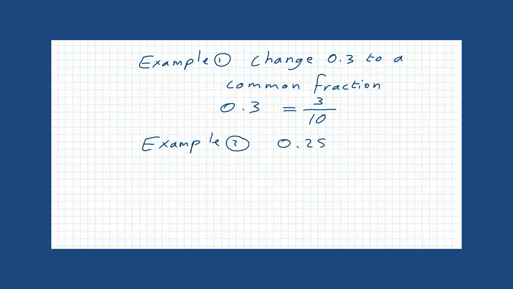Example 2, change the number 0.25 to a common fraction. This is going to be in the numerator. Just write all the numbers you have got, and we have two decimal values, 1, 2. So just write 2 zeros down there. So it is 25/100. But sometimes we need to simplify this number since we can divide both the numerator and the denominator by 25 also. We will have 1 over 4. And this is the most simplified fraction, which is equal to the decimal number we want to change.